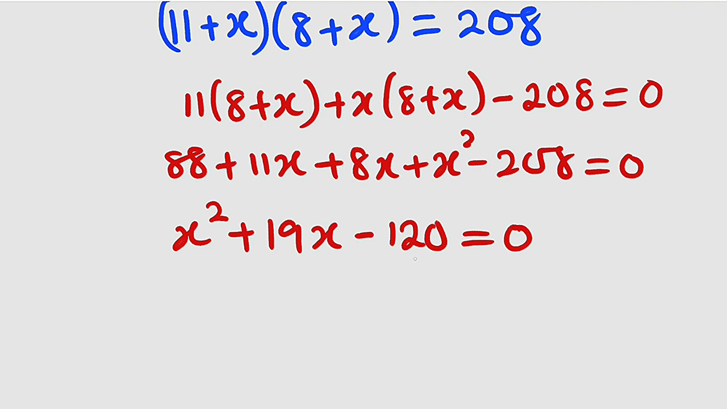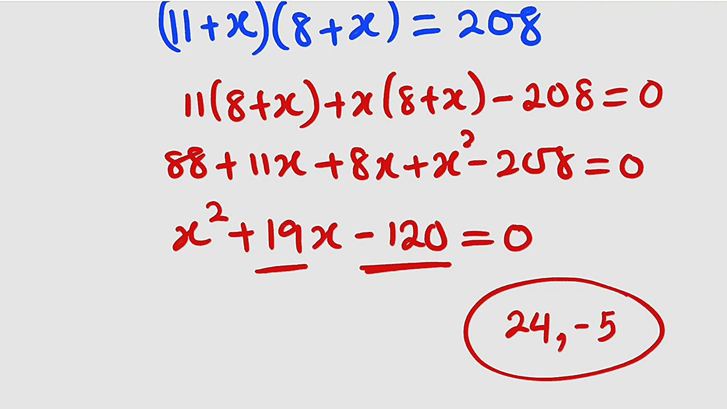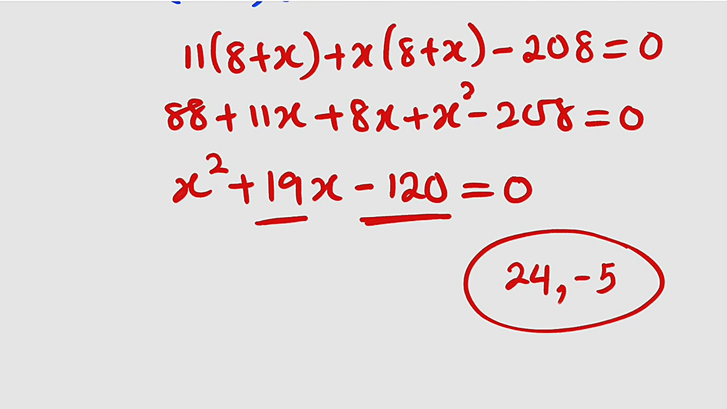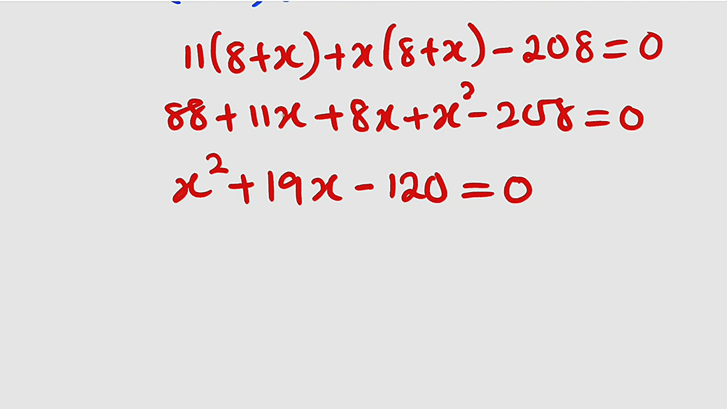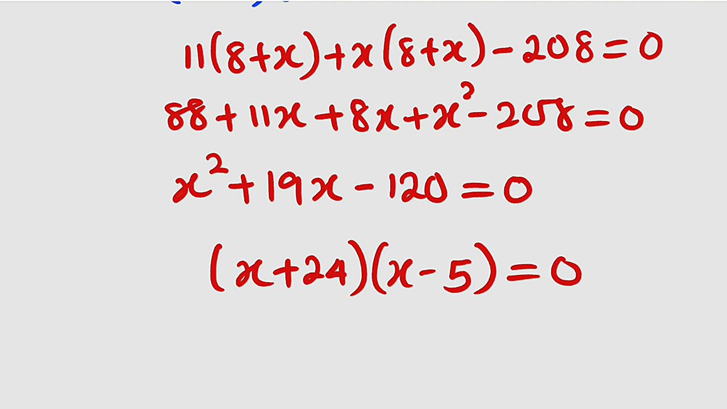We're going to think of two numbers that we can multiply together to get negative 120, but when we add the two numbers together, we get positive 19. So what are the numbers? The numbers are 24 and negative 5. If you multiply these two numbers together, you get negative 120. And when you add them together, it is the same thing as 24 minus 5, which is 19. So now let us factorize it. This is the same thing as x plus 24 multiplied by x minus 5, equal to 0.